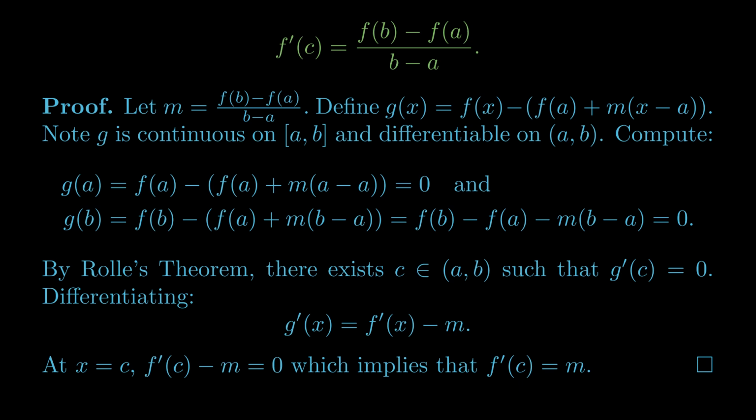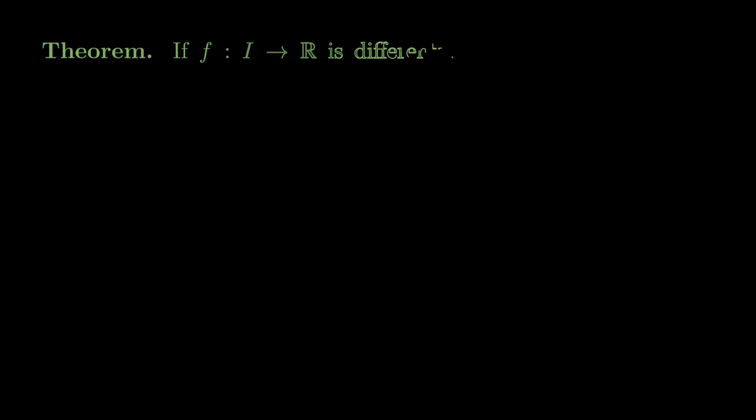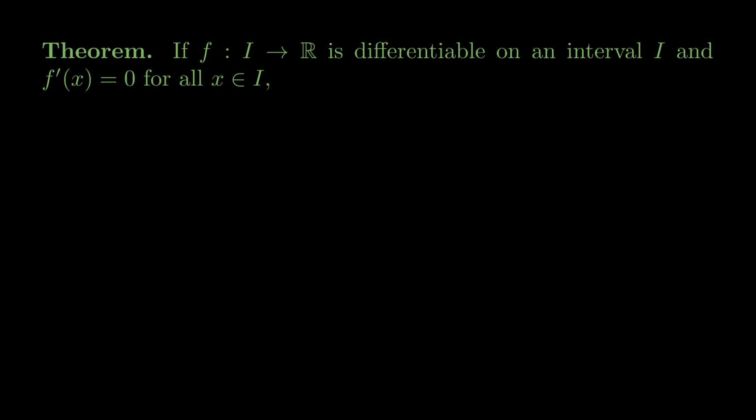It's pretty straightforward to show from the definition of the derivative that any constant function has a derivative of 0 everywhere. But this is an if and only if. If f from I to R is differentiable on an interval I, and f'(x) equals 0 for all x in I, then f(x) equals k for some k in the reals.